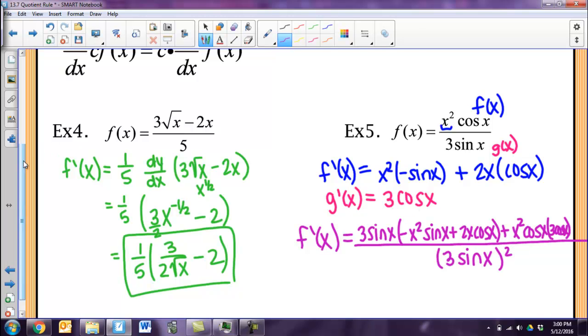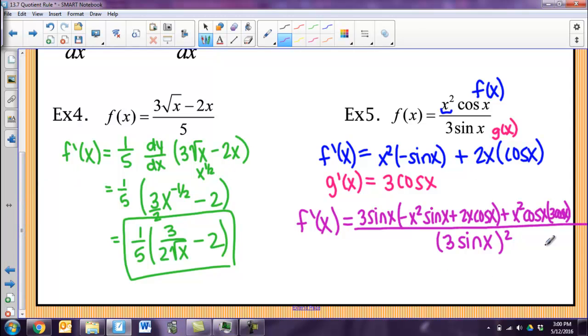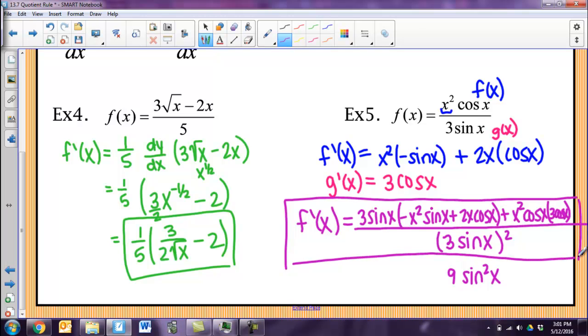Okay, I would be pretty pleased if you got to this point, because that was a lot of work. You could simplify this down a little bit and distribute your signs and distribute this x squared cosine x, and you'd find some things cancel out really nicely. The one big thing here is to remember down here on the bottom, this is 3 sine x squared, and so the denominator is actually 9 sine squared x. Be careful how you write that, or leave it in parentheses like this. But again, I would be more than pleased if you got to this point with that crazy quotient rule.